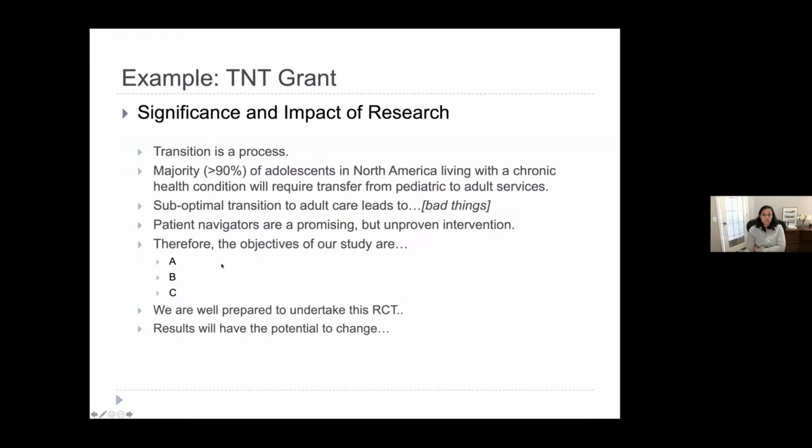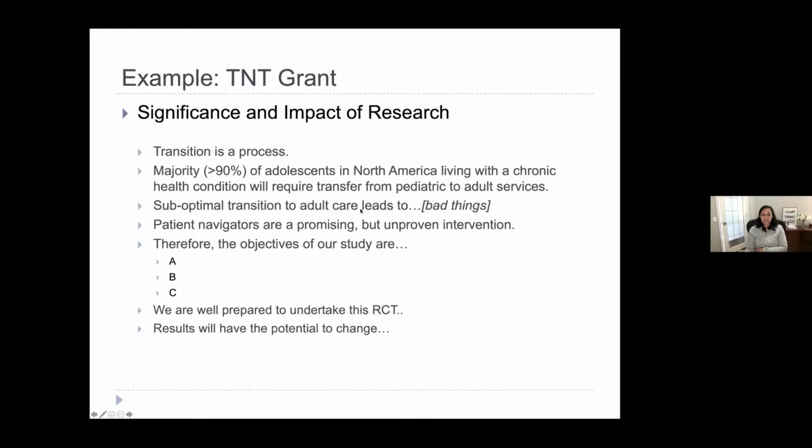So here, I'm going to send you this grant. These are the leading sentences of my background, with the objectives and significance. I just copied what I'm going to send to you. This is it, the background. "Transition is a process." Short, snappy sentence. This is a long sentence, the next one, because I couldn't find a better sentence: "Majority of adolescents in North America living with a chronic health condition will require transfer from pediatric to adult services." There are reasons why we retained all those words, because we have to explain ourselves.